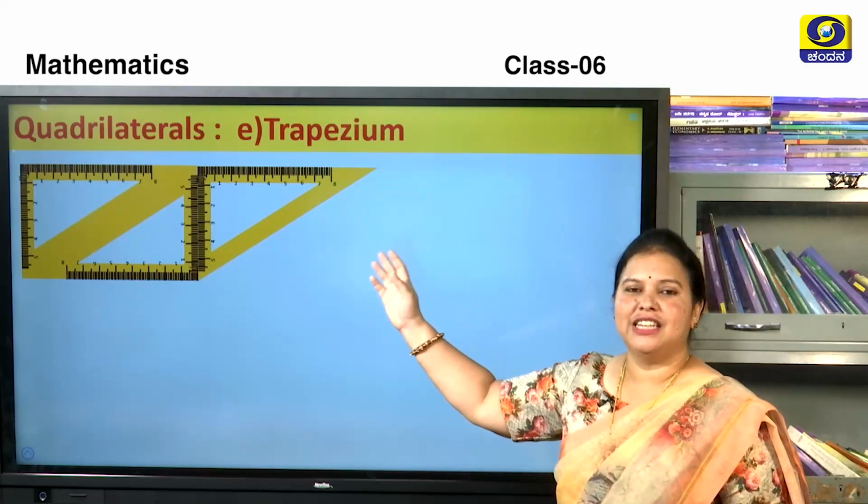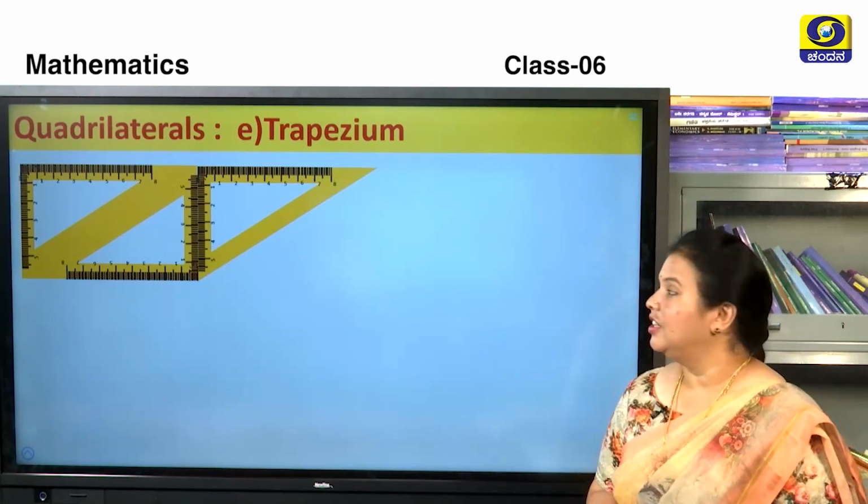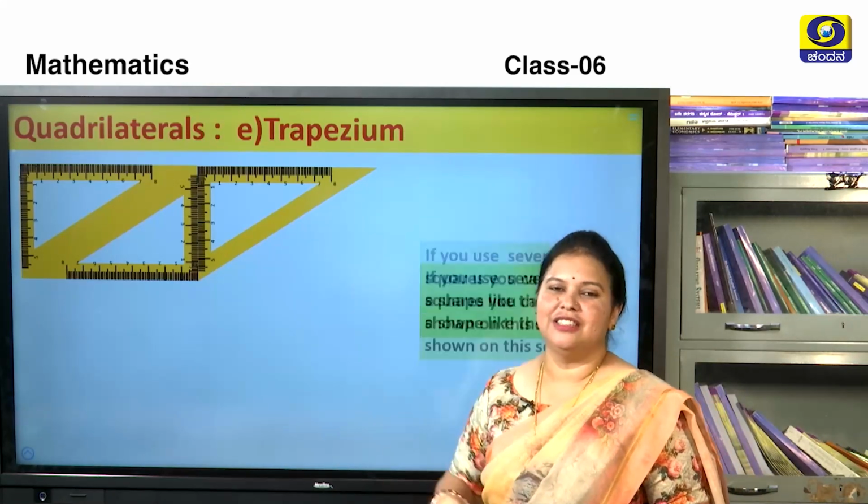Trapezium is another type of quadrilateral. Now we'll learn about the trapezium. If you arrange your set squares in this pattern, then you will get this shape.